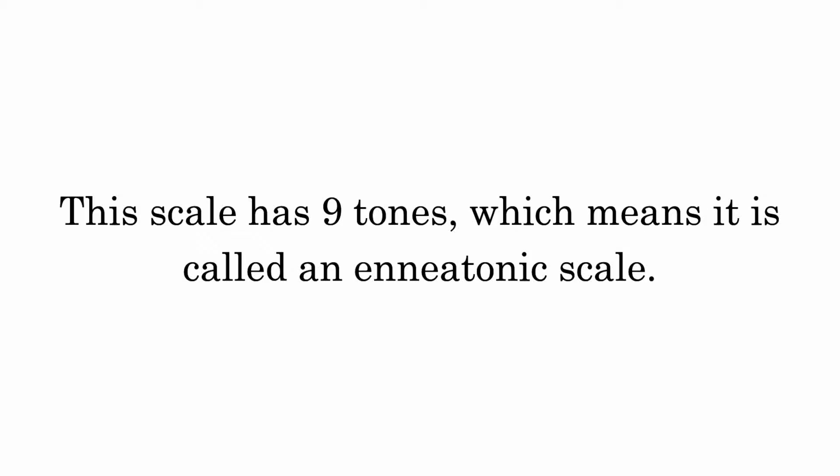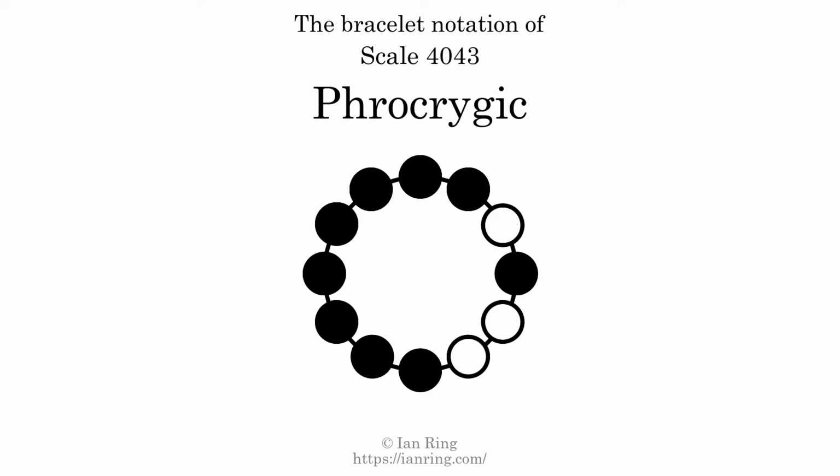This scale has 9 tones, which means it is called an enneatonic scale. This is a bracelet notation diagram of scale 4043. The shaded circles represent tones that appear in the scale, and they are read clockwise, starting at the top.